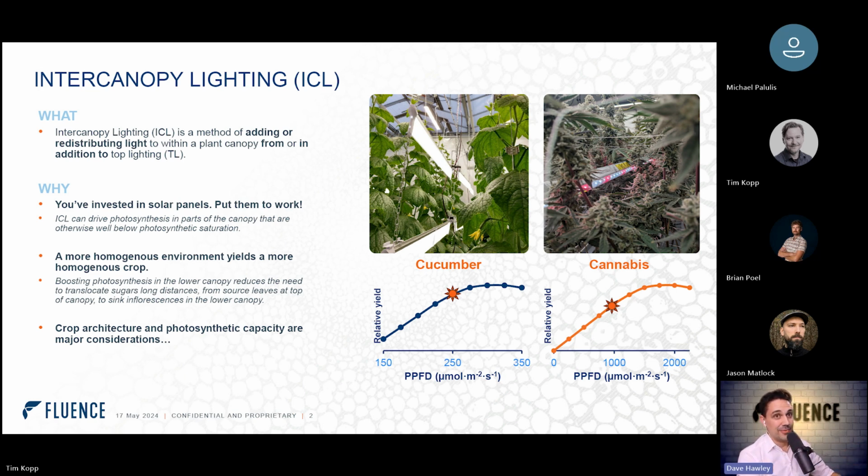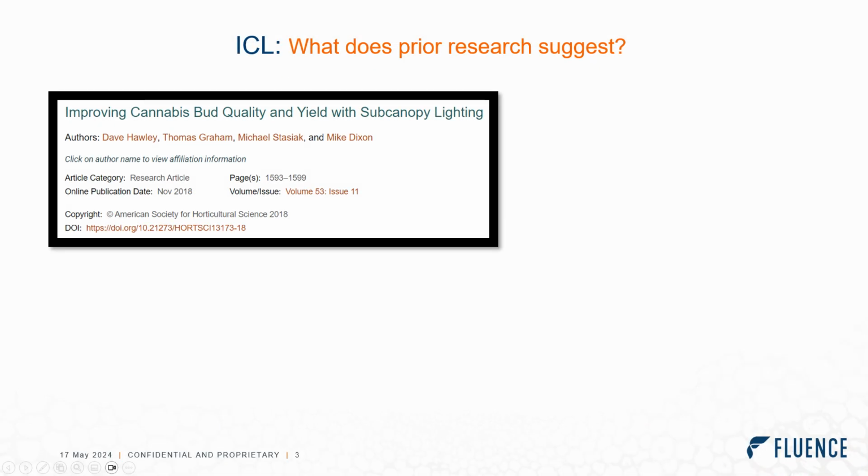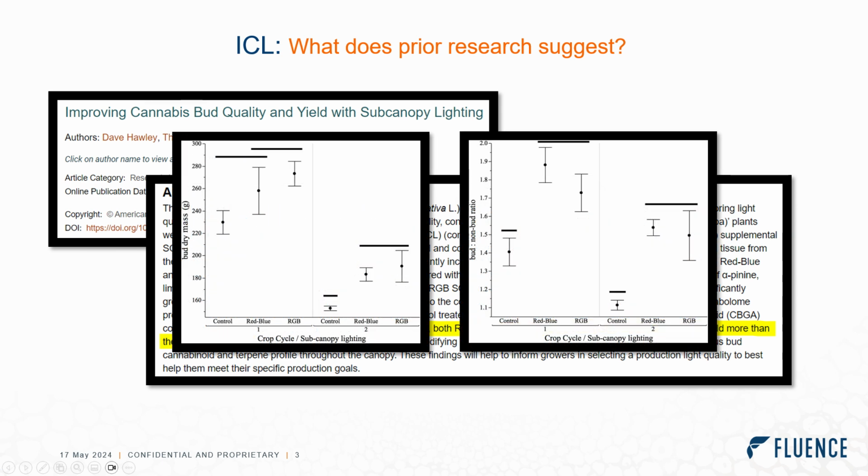Before we dive into Fluence's research for the last couple of years, I thought it'd be fun to point out, what does the prior research suggest? Well, fortunately, there was some guy named Dave Hawley that in 2018 published a study called Improving Cannabis Bud Quality and Yield with Sub-Canopy Lighting. And in this context, you can think of sub-canopy and intercanopy as somewhat interchangeable. There's some nuance there. But what did we learn in that study? Well, what I highlighted in yellow here is overall, both of the sub-canopy treatments significantly increased yield. And in these graphs, you see an increase in yield with the treatments and an increase in harvest index.